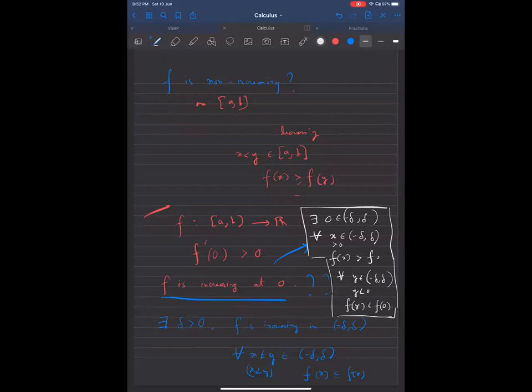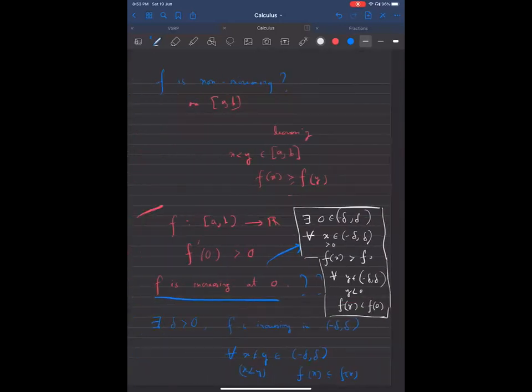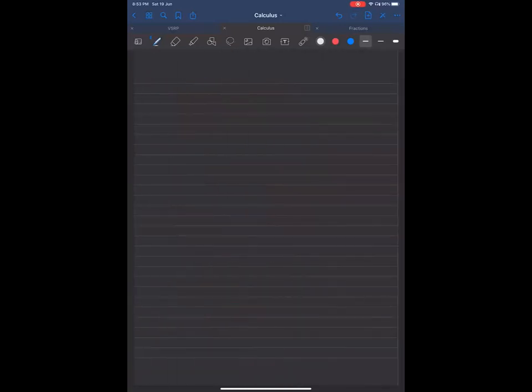So let us start with solving a problem, right? Can you explain that increasing at a point thing again? Sure. So if the derivative of f at that point is greater than 0, then it's kind of easy to understand that it is increasing. But what if it is not differentiable at that point? How do we identify?